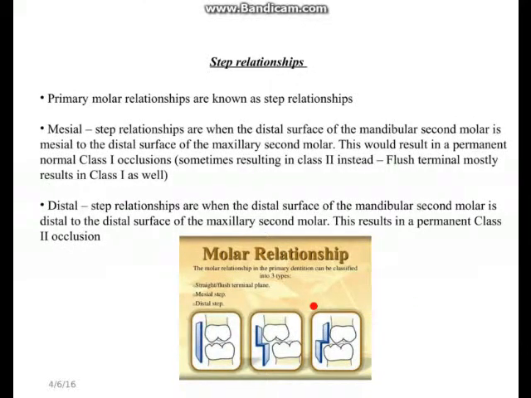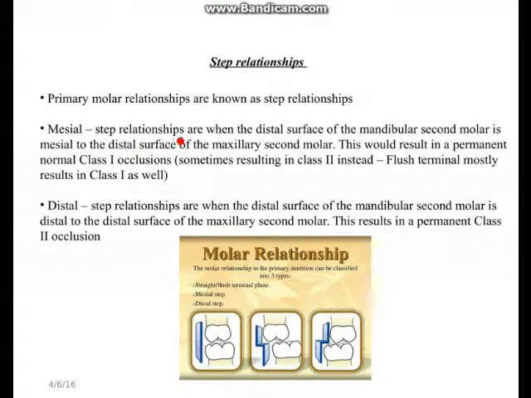Okay, so now, I don't think we've gone over this yet, but we will in the future. The occlusion in the permanent teeth is class 1, class 2, class 3. Now, in primary dentition, it's called step relationships, and it's going to be a straight or flush terminal plane, mesial step, or distal step. I put this little picture just to illustrate what it is and how it looks. Primary molar relationships are known as step relationships.